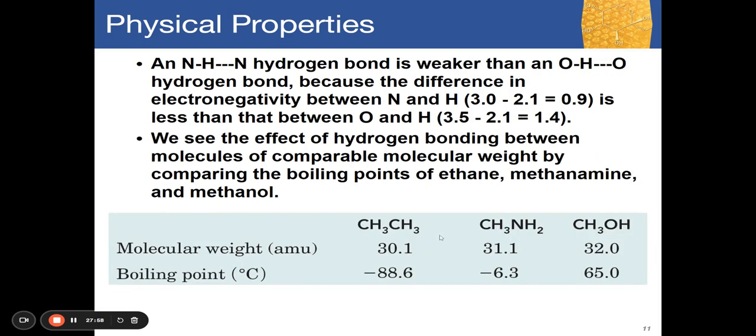Okay? Usually our alkanes are gases. So that's why at a very low temperature it evaporates right away, since it is a gas and mixes with others. But your amines and your alcohol are mostly liquids. So that's why they need a higher temperature for them to boil.